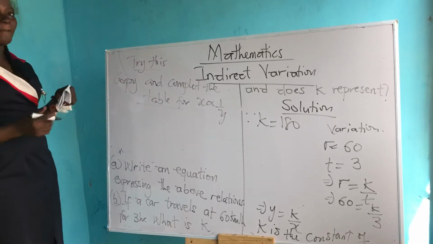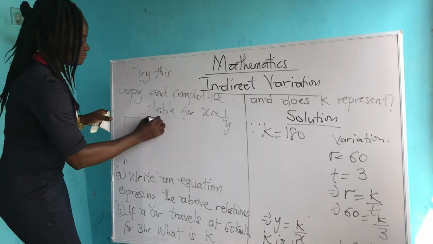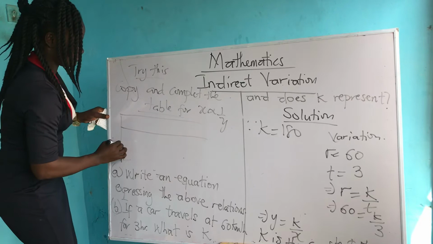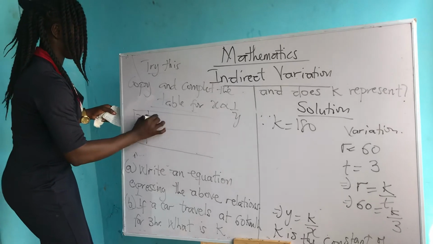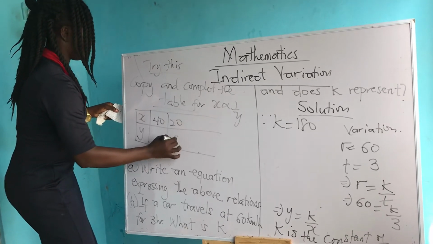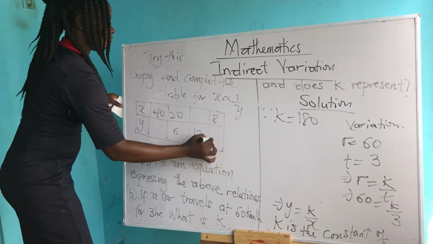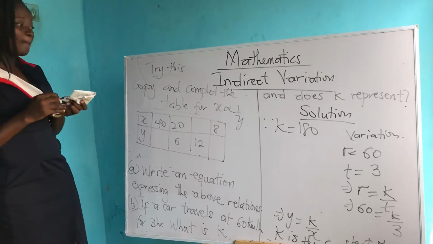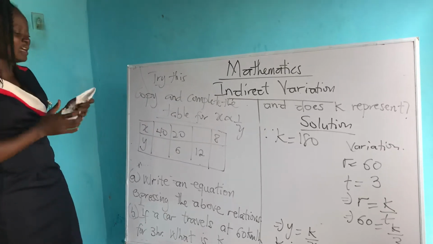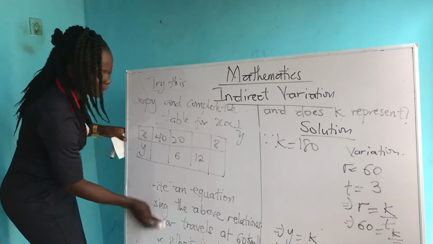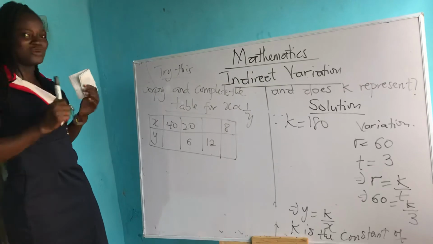Alright, so we have: copy and complete the table. We have a table, and the table is like this. Good. So copy and complete. The demand of the question is asking you to first copy the table before you complete the table. In this case, I'll give you a clue.